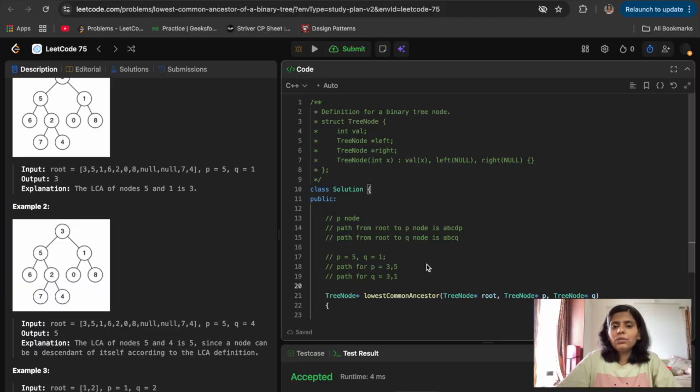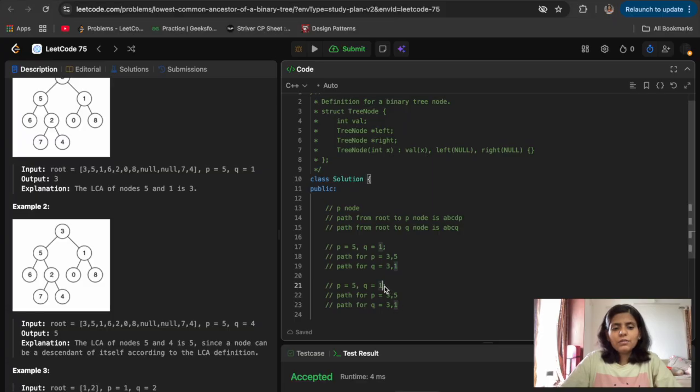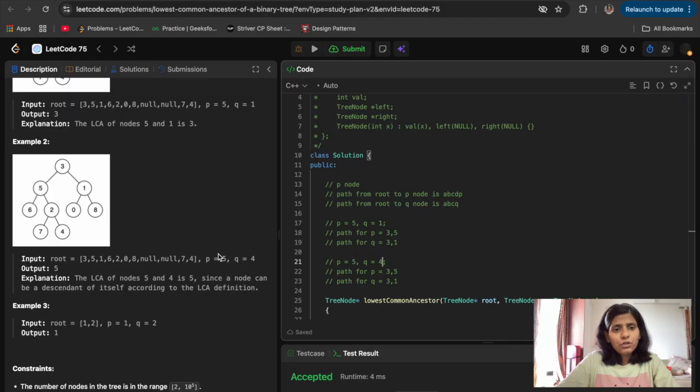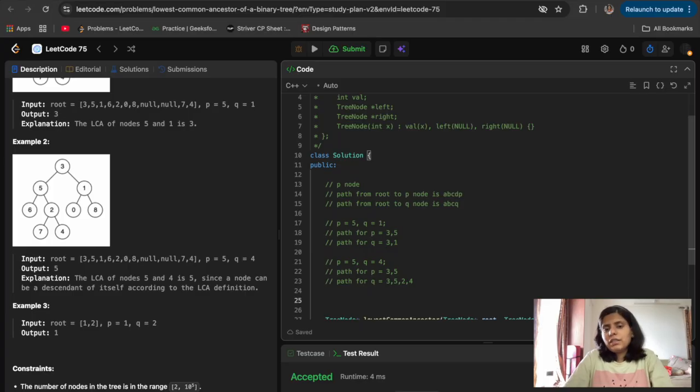Then we have 5 and 4, which is example number 2. The P node is 5 and the Q node is 4. For P equal to 5, the path is 3, 5, and for Q equal to 4, the path is 3, 5, 2, 4. Then we check: 3 is common, 5 is common, then P has no more nodes. So the last common was 5, and the answer is 5. Now you understand what common ancestor means.